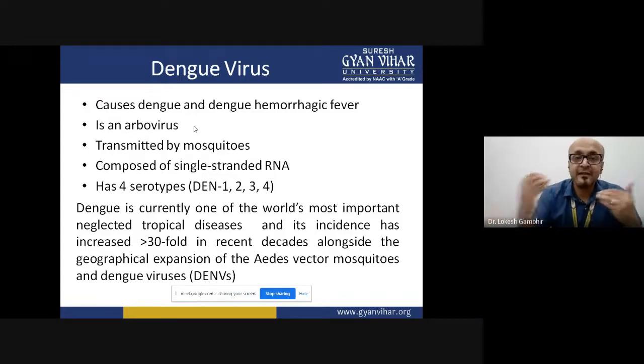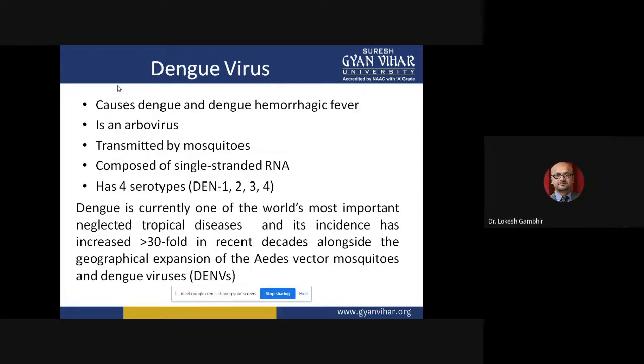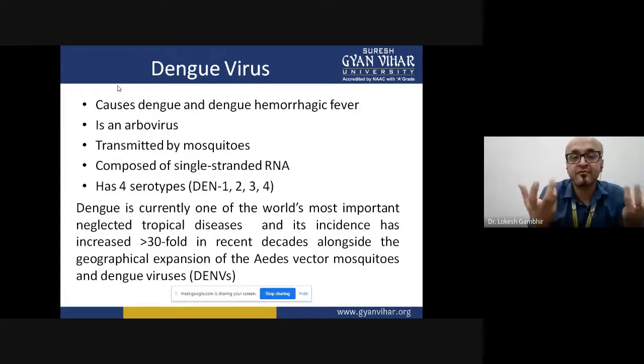This dengue virus induces dengue, and I have written another term, DHF. We call it clinically DHF, that is dengue hemorrhagic fever, which is the severe case of dengue, that we'll be discussing in the forthcoming slides. And these viruses are arboviruses. Arboviruses means they are transmitted by an intermediary host or vector, and that vector is of course the mosquito. So the viruses transmitted by mosquitoes are called arboviruses.